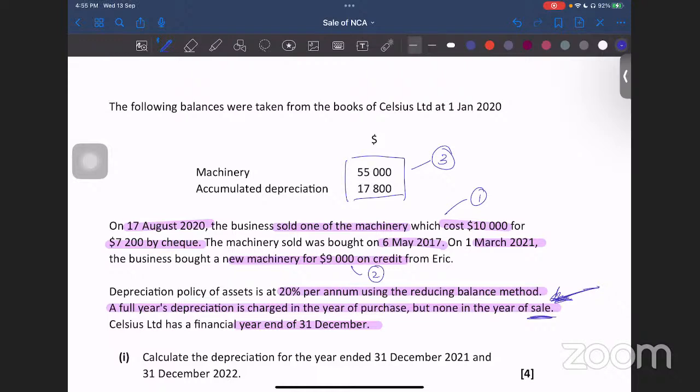So in the year that I sell, my depreciation is 0. I don't count any depreciation. Although I already used it for a few months in the year that I sell, I just don't count the depreciation. That's what it means. So it just makes your life easier.